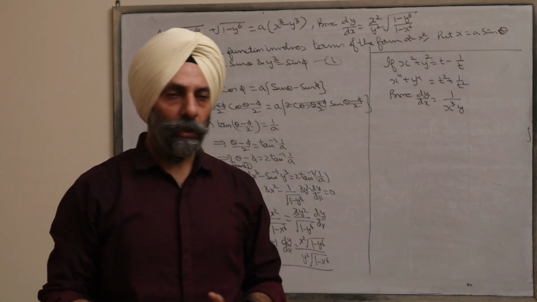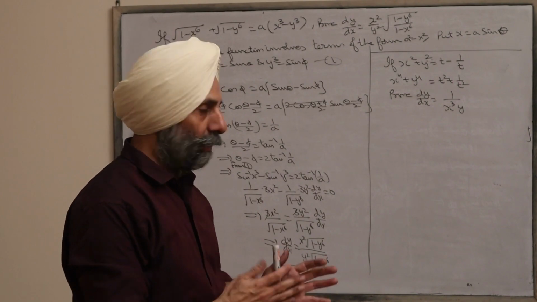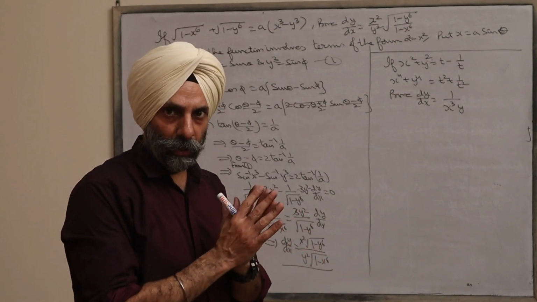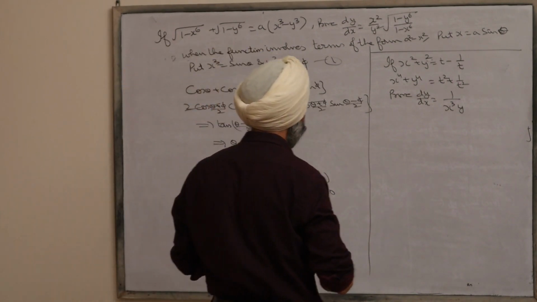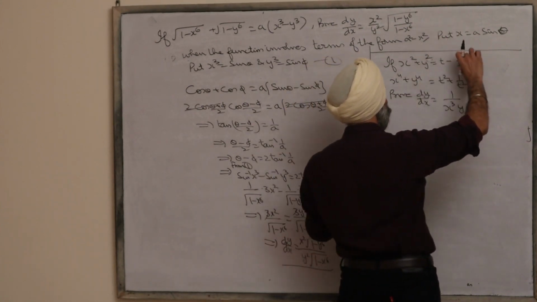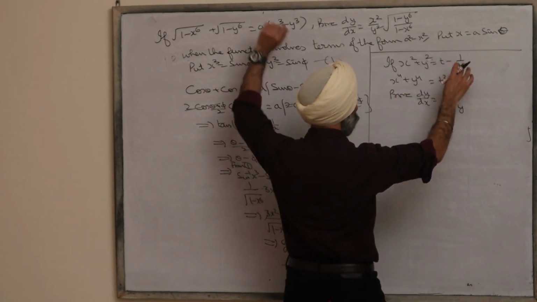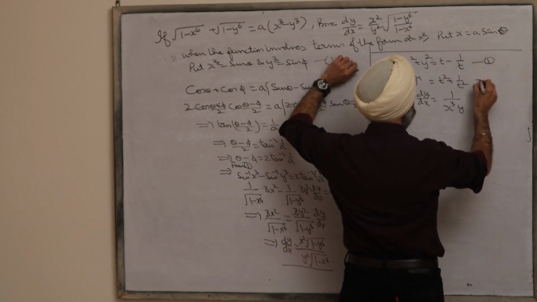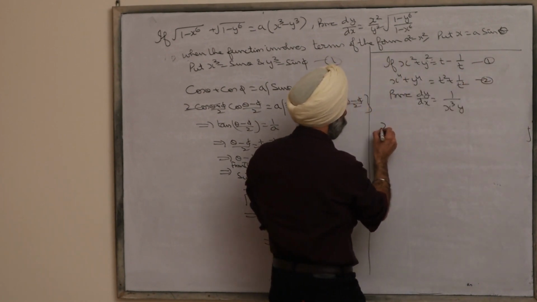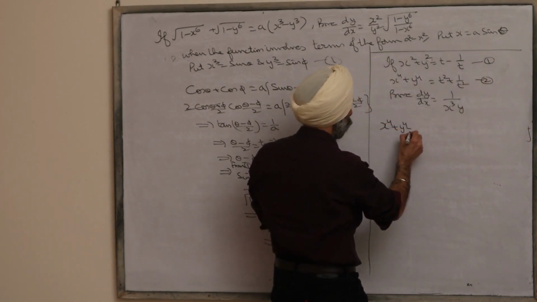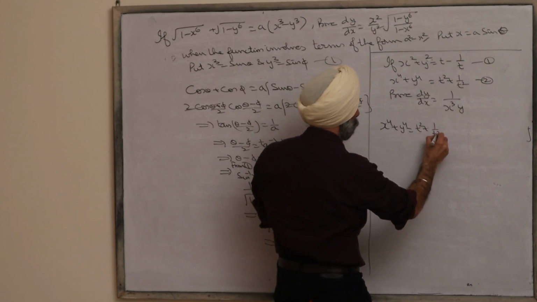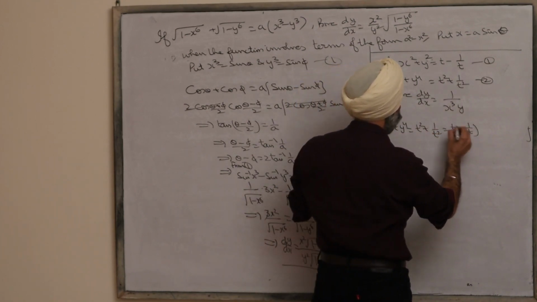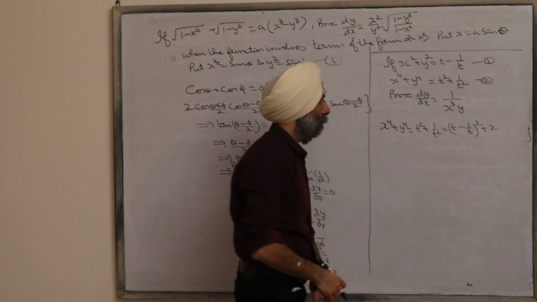In this question, the implicit function is written in terms of the parameters. So we need to first eliminate t here. Now can I write down x⁴ plus y⁴ as t² plus 1 over t², which is (t minus 1 over t) whole square plus 2.